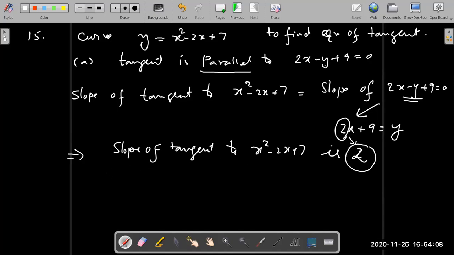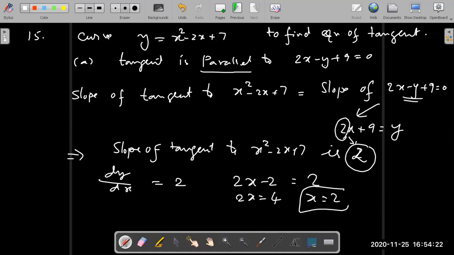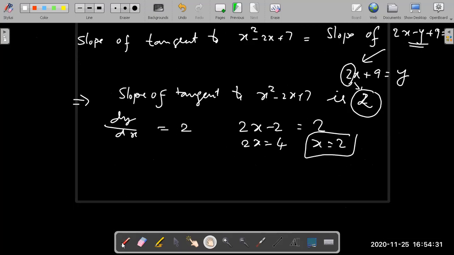So how do I get that? First differentiate with respect to x, and that must be equal to 2. So 2x minus 2 equal to 2. So 2x is equal to 4, x equal to 2. So we got the x value. Once we have the x value, we can substitute and get the y value also. So at x equal to 2, y is equal to 2 squared minus 2 into 2 plus 7. So 4 gets cancelled, we have 7.